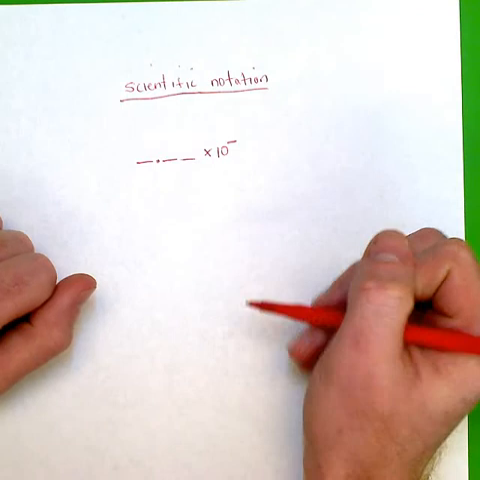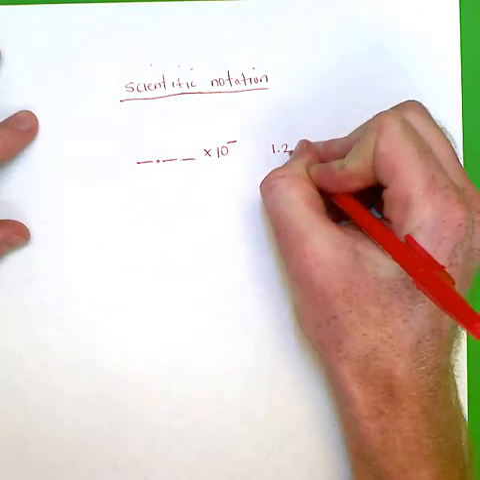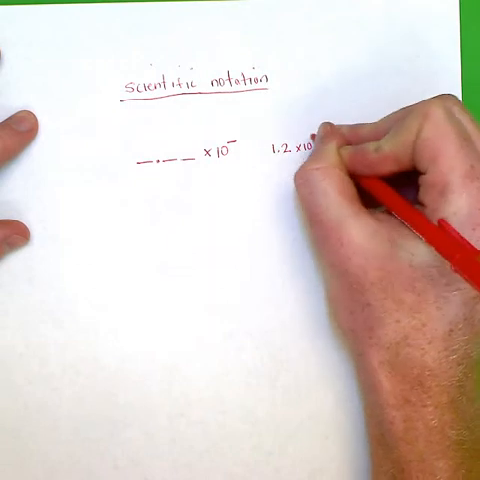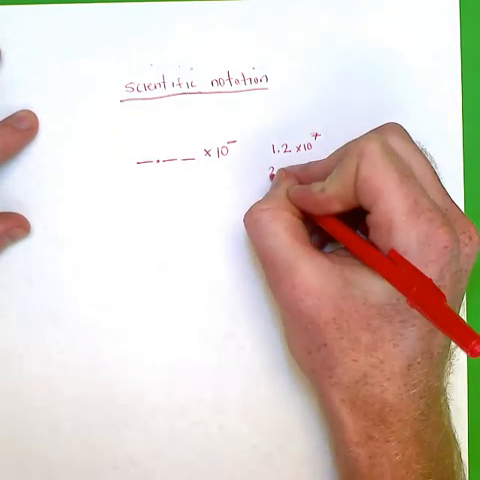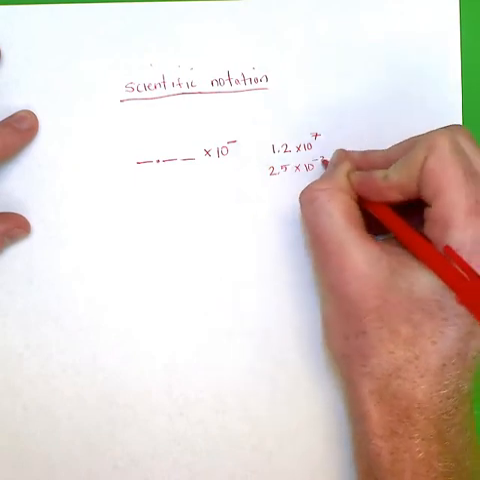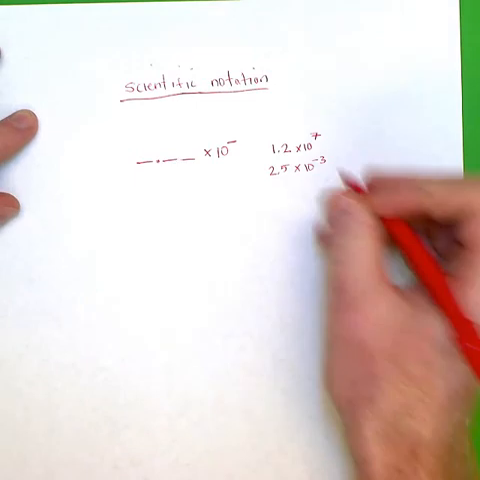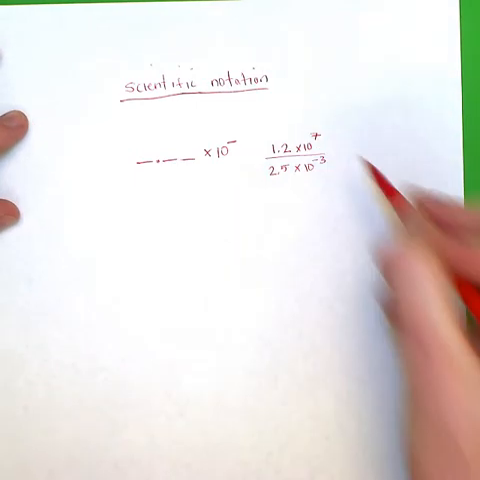One example would be something like 1.2 times 10 to the 7th, or 2.5 times 10 to the minus 3rd. You get the drift, okay? This is what a scientific notation format looks like.